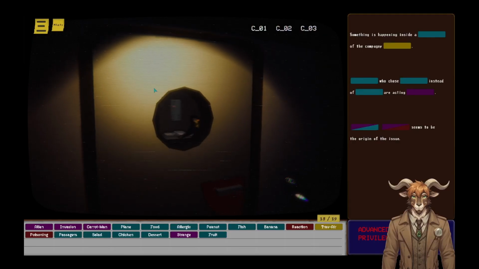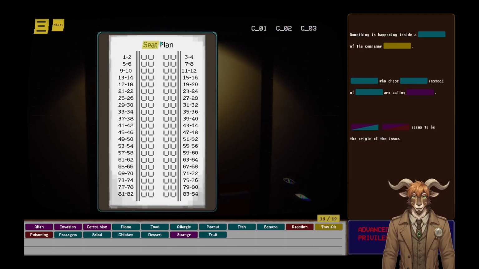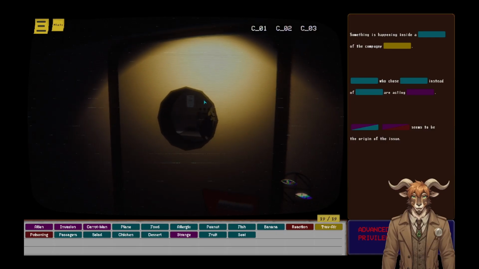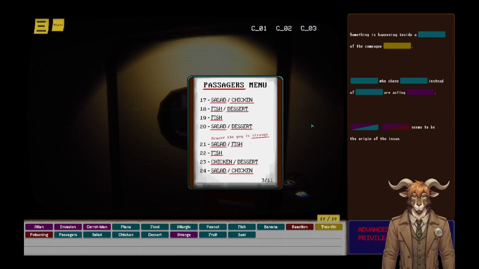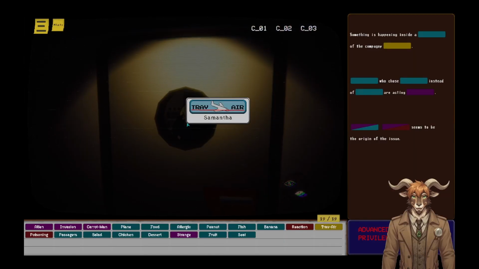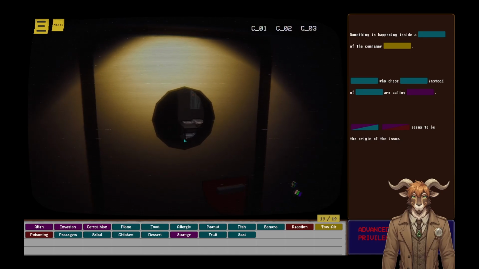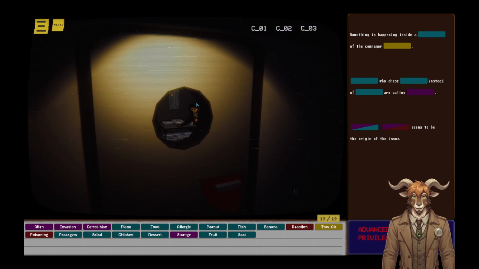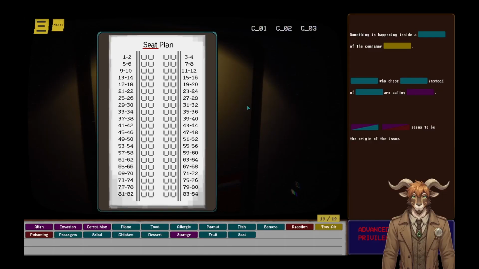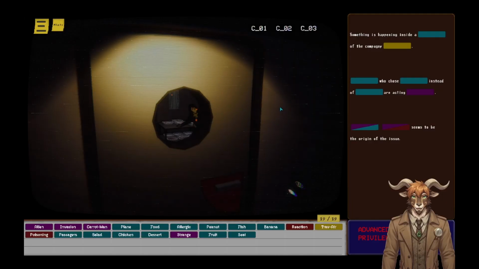Caitlin. Can we see? And we've got a seat plan here. Can we see what Caitlin ordered from here? No, because she feels sick. And we can't see what she's eaten from here either. But we can see a seat plan.